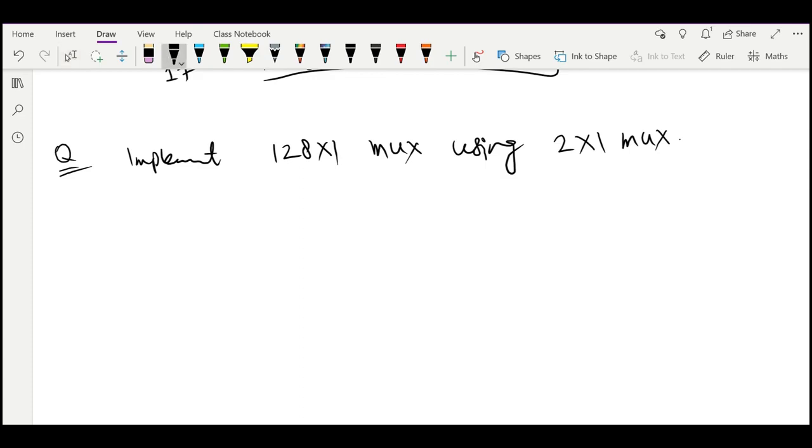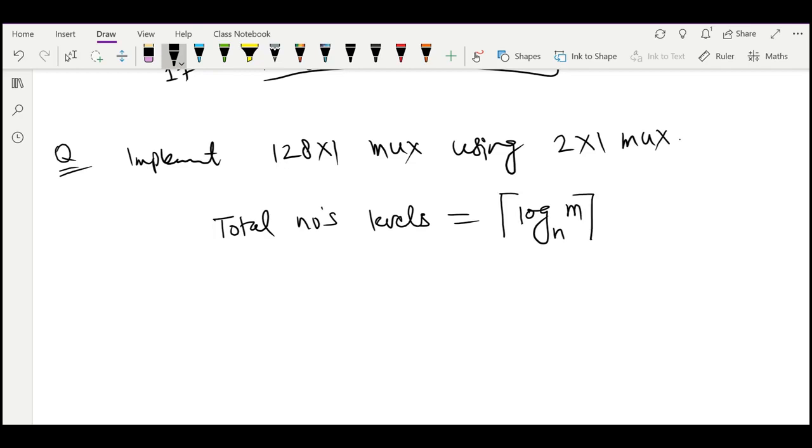So if we want to find the total number of levels, we can use the formula like this: total number of levels equals ceil of log m base n. What is m and n? Where m equals the required mux into 1 and n equals the given mux into 1.